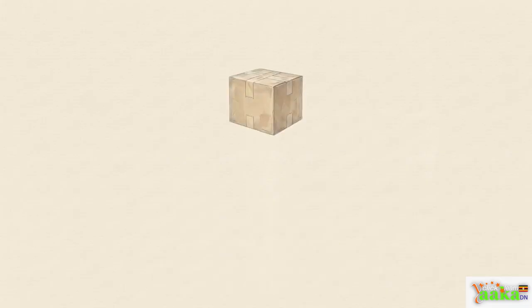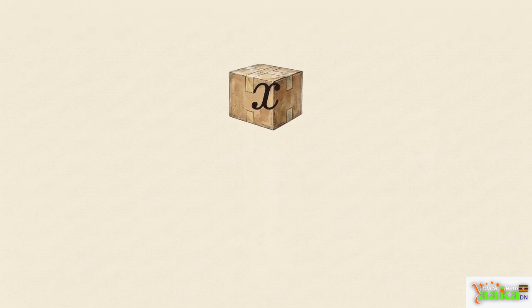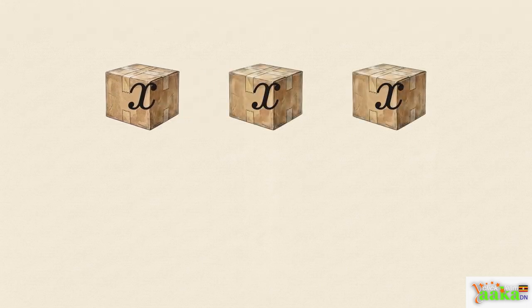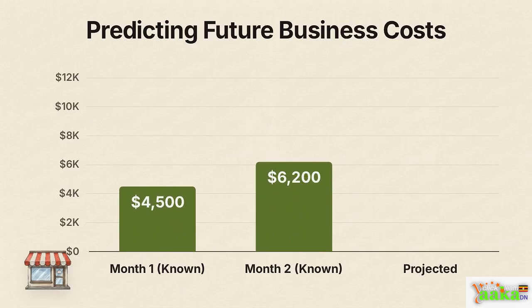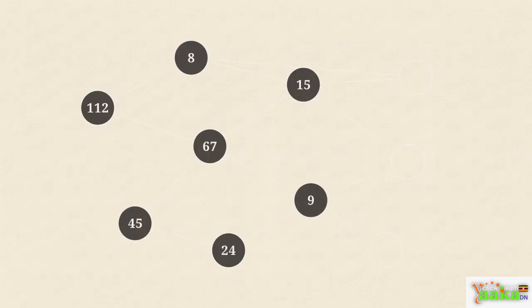Think of a variable like this box. A specific number is hidden inside, so we call it X. If you have 3 boxes, you write 3 times X. In algebra, we drop the multiplication sign and simply write 3X. Using letters for missing numbers allows a business owner to calculate total costs, or a scientist to map out a disease, even while some of the data is still being gathered.